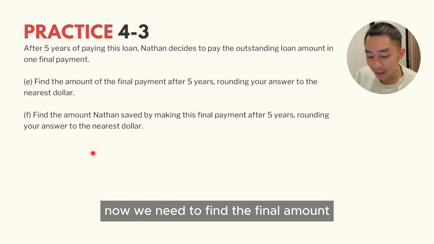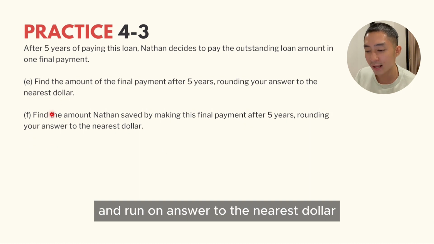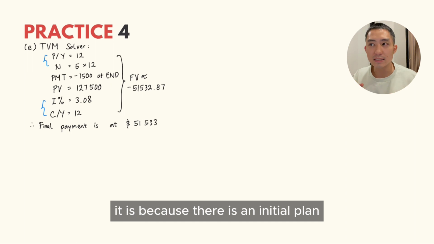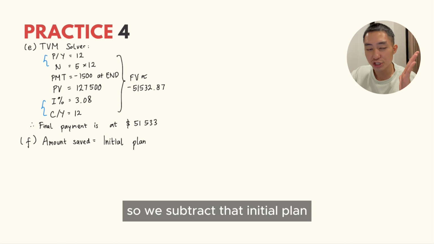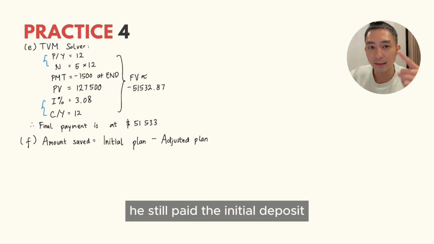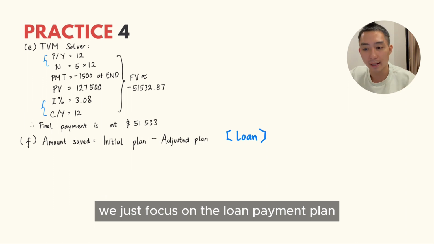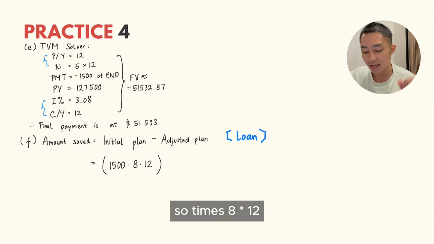Now we need to find the amount which he saved by making this final payment after 5 years and round our answer to the nearest dollar. To know the amount saved, there is an initial plan and there is a new plan. So we subtract them: initial plan minus adjusted plan. We can just focus on the loan because whatever happens, he still paid the initial deposit. So we just focus on the loan payment plan. The first part is he pays monthly 1500 for 8 years, so times 8 times 12.